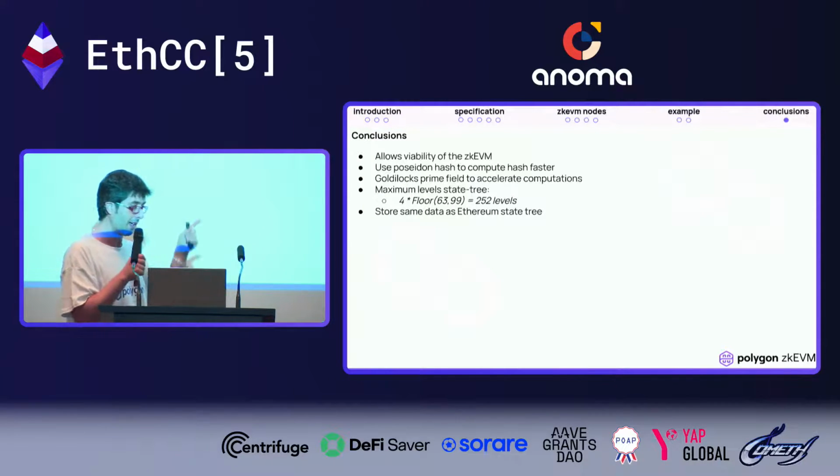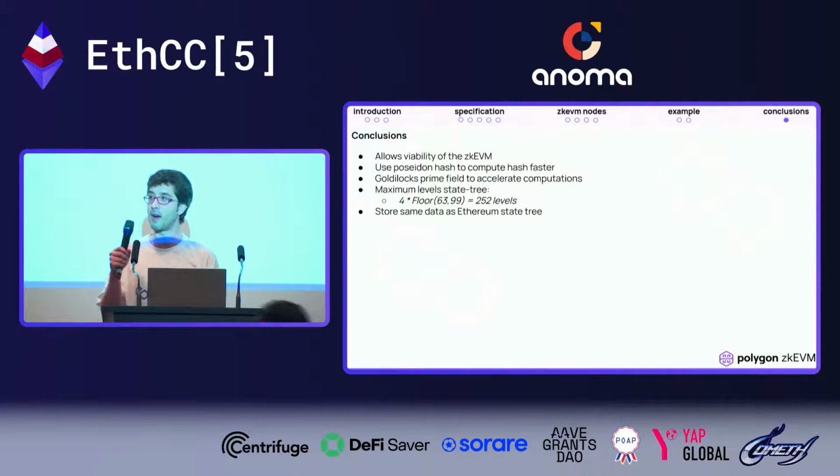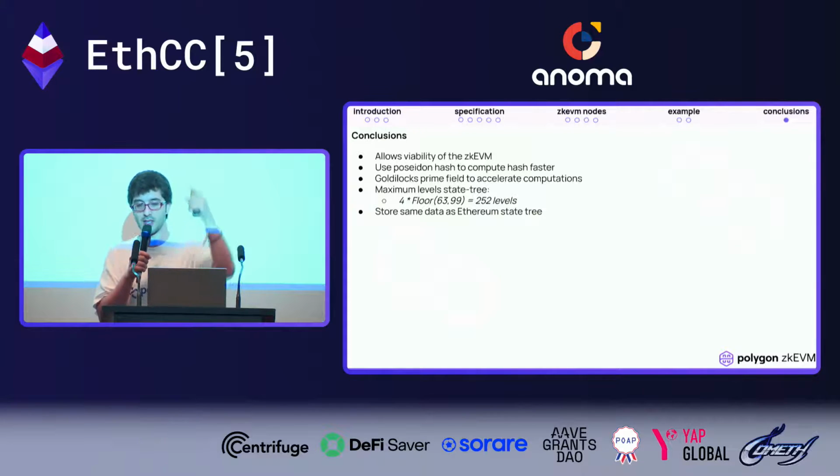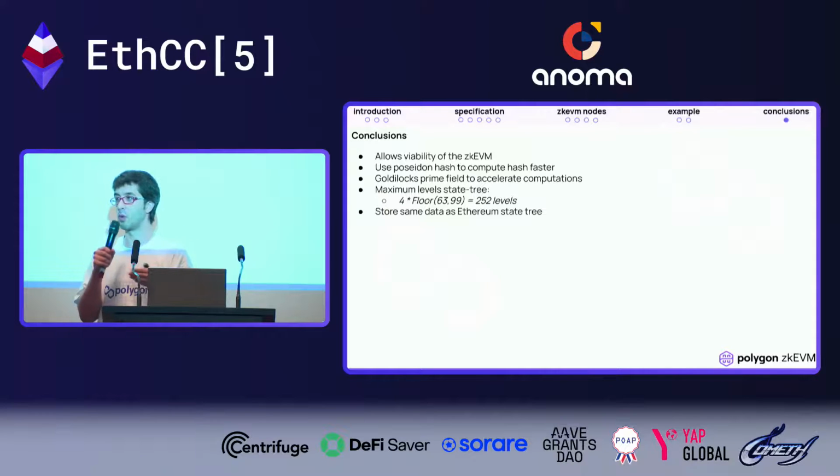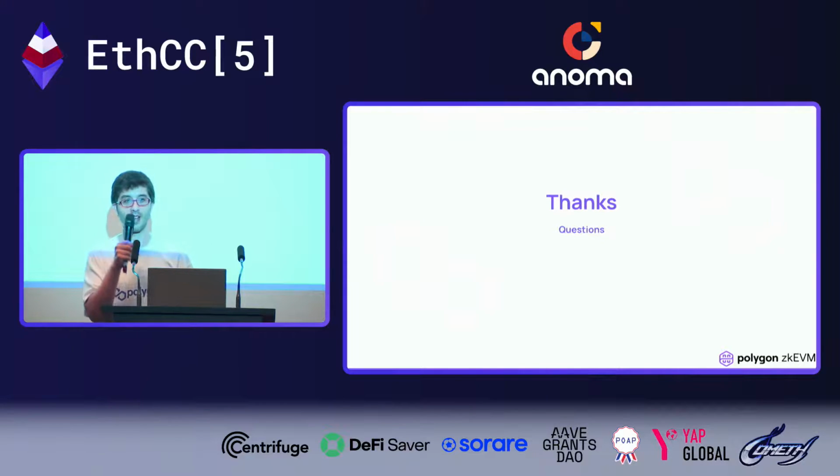As you remember, in the keys slide, the maximum length of the path was 252 bits, and this basically means that the maximum number of levels in the Merkle tree is 252. And also, we managed to store exactly the same data as Ethereum, since we want to be opcode equivalent with Ethereum. And that's pretty much it. Thank you.